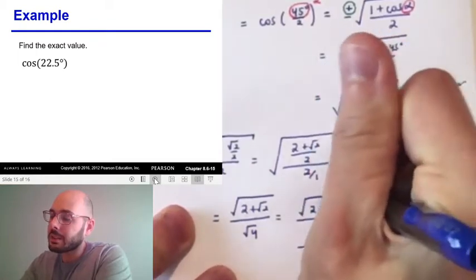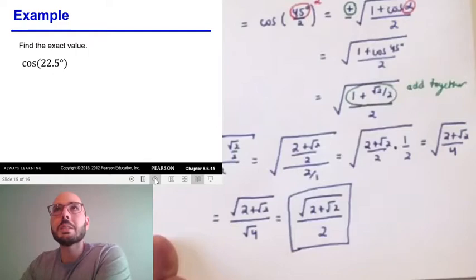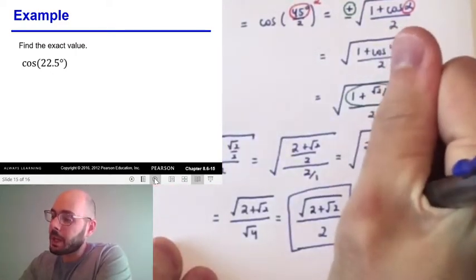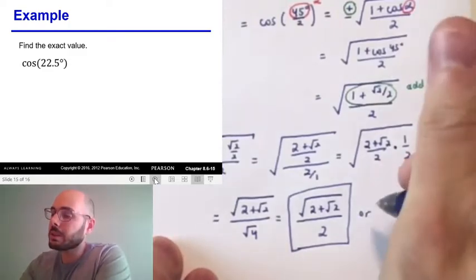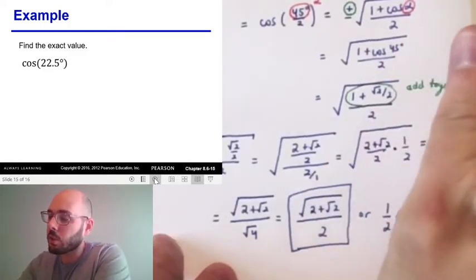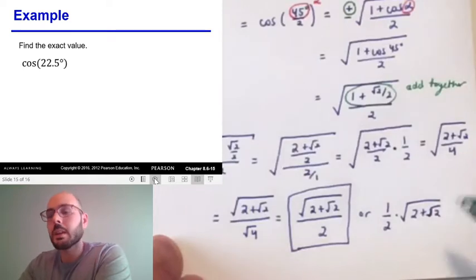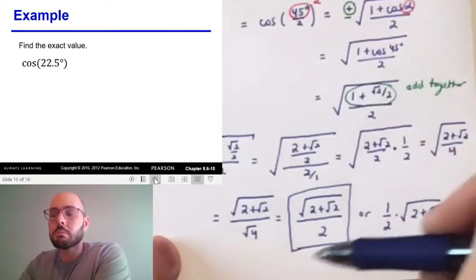So this is the simplest form of our answer: the square root of 2 plus the square root of 2, all over 2. Sometimes on multiple choice questions, they'll take this over 2 and write it as a fraction in front. So they'll just say 1/2 and then write it like this. Oops, there's my square root 2. So that's the same thing.